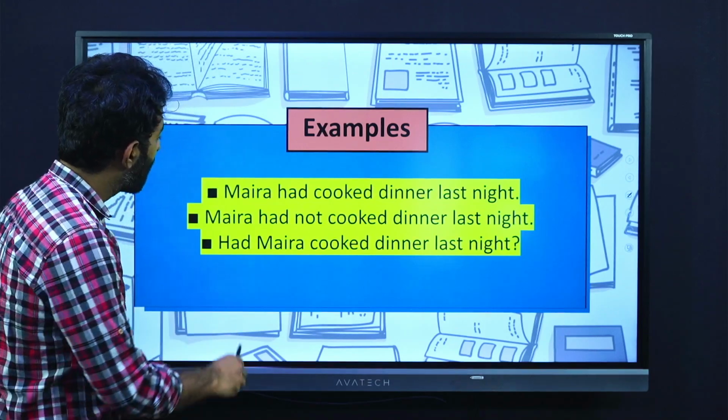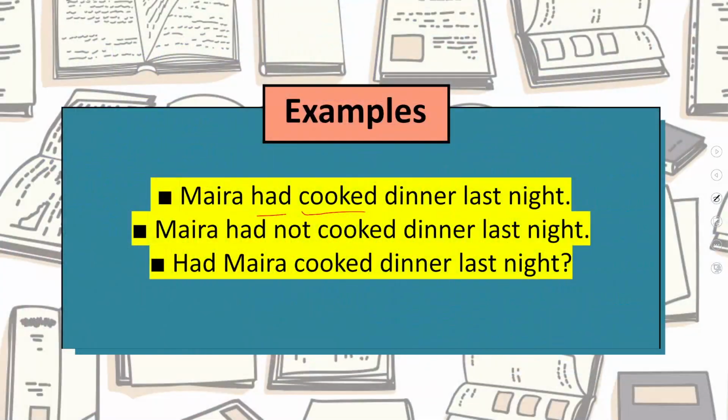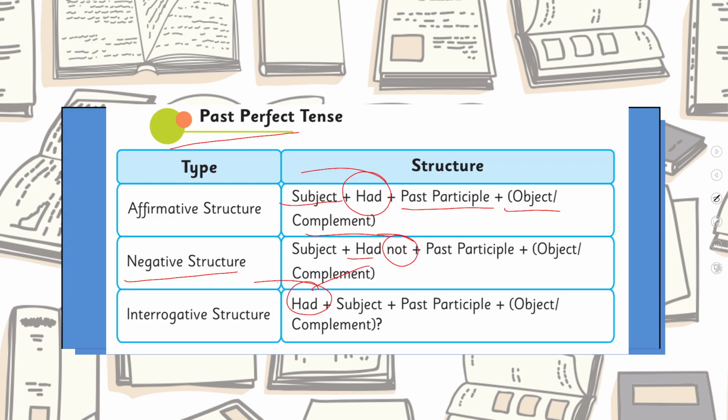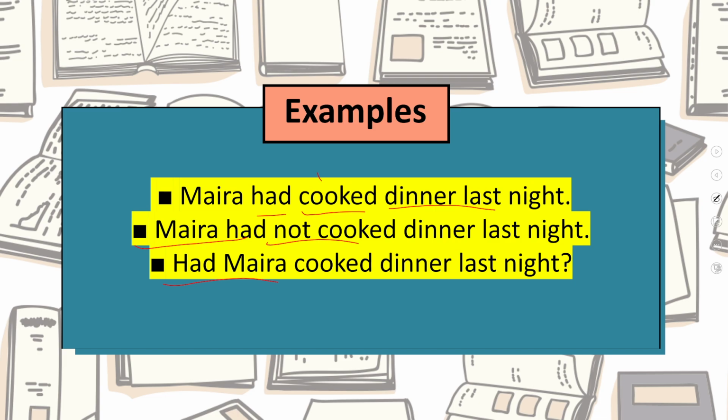See, Myra had cooked dinner last night. Had not, or had Myra cooked dinner, according to the structure that we have. Why cooked? अब यहां पे ठीक है, because we are using past participle.